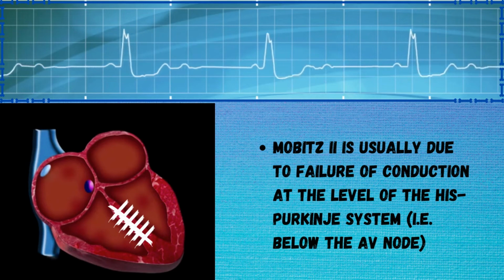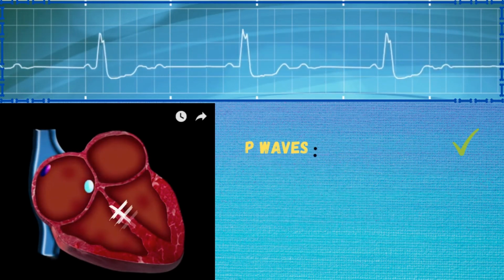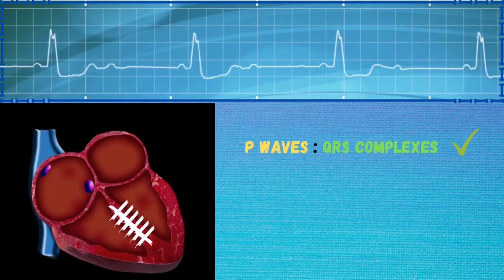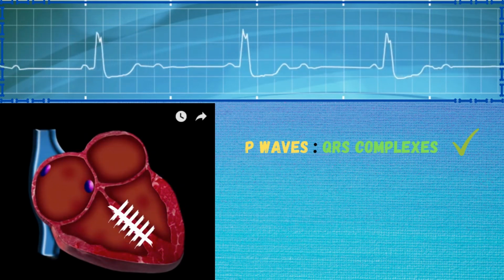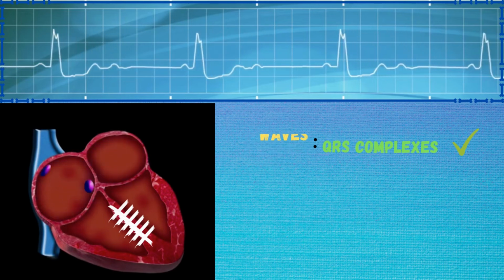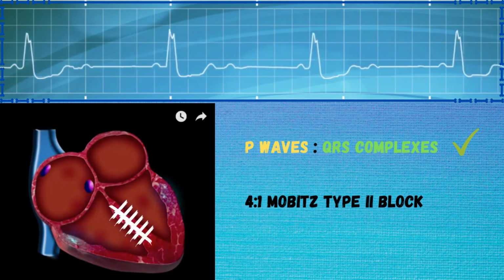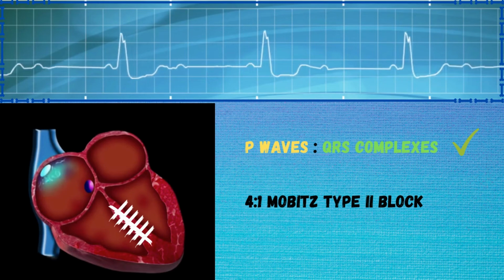Type II Mobitz block also usually occurs with a fixed P/QRS ratio, with a set number of P waves for every successfully elicited QRS. This ratio is also frequently specified in referring to 3:1 or 4:1 or higher Mobitz type II block.